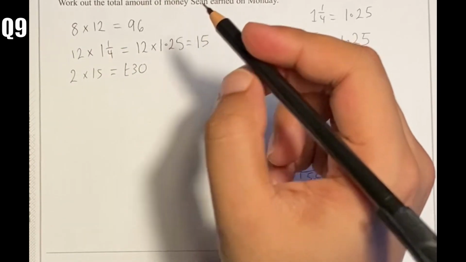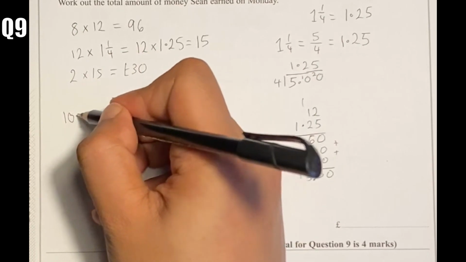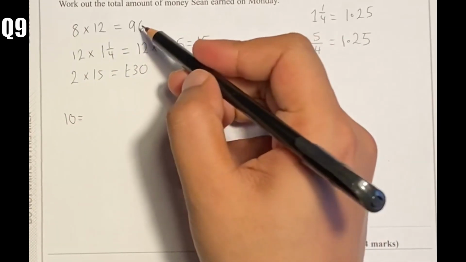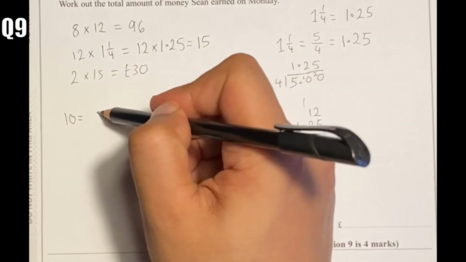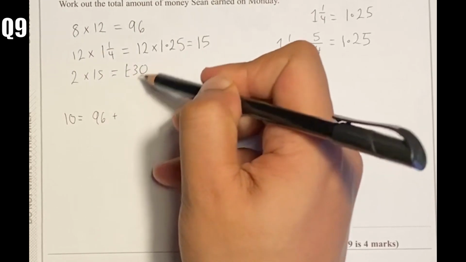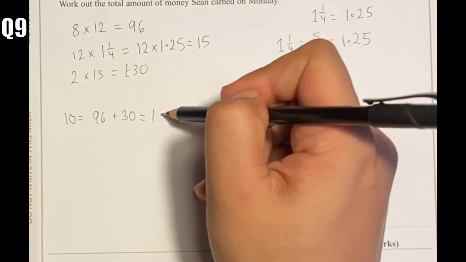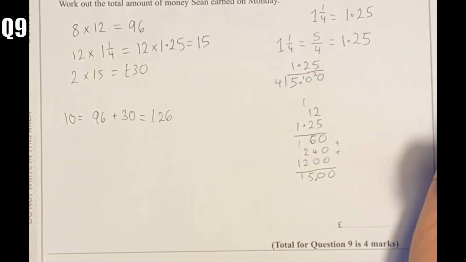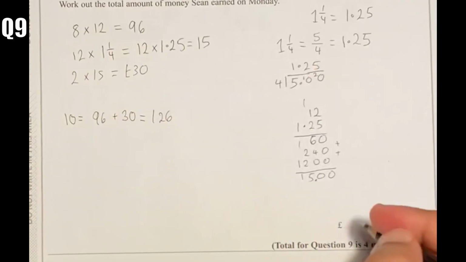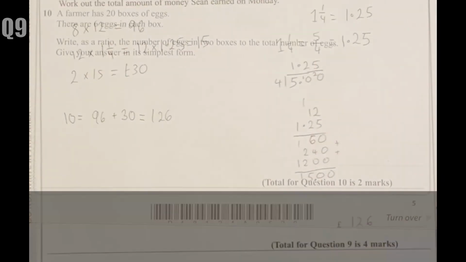Now, altogether, we know he's worked 10 hours. So for the duration of 10 hours, we will need to take our first 8 hours, £96, and add it to our 2 hours of overtime, which will give us 126. So now I know for the full 10 hours, he got paid £126.